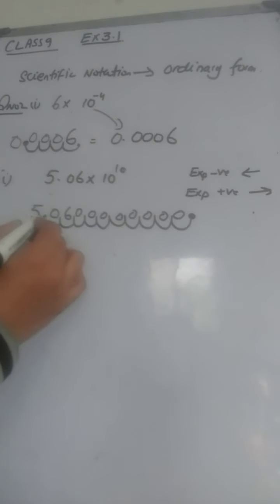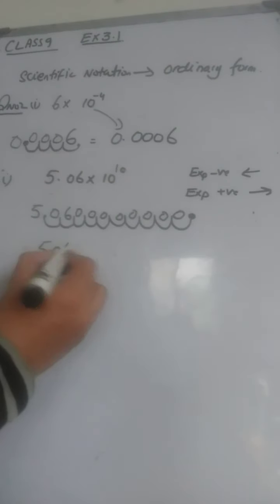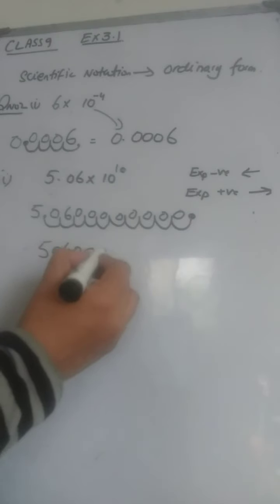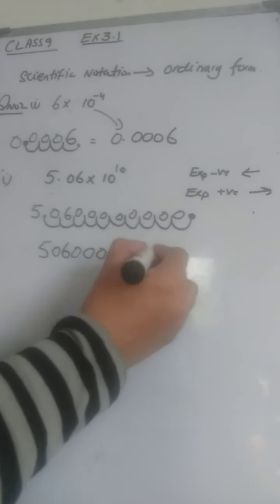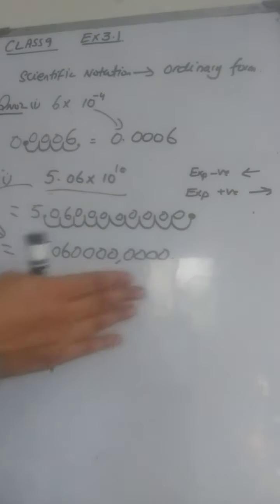If you write it, the decimal will be moved towards this position. Okay, 506, and then 1, 2, 3, 4, 5, 6, 7, 8. 8 steps. 1, 2, 3, 4. So this is how we convert this number into this form. Okay, this was scientific notation, and we have converted it into normal form.